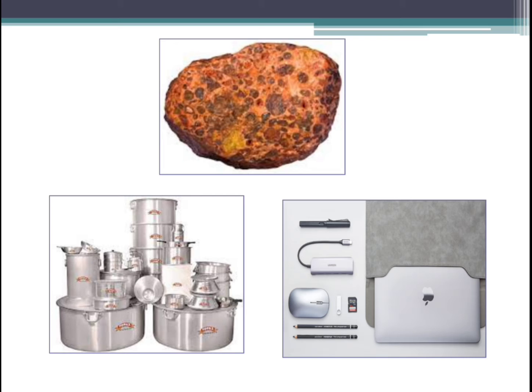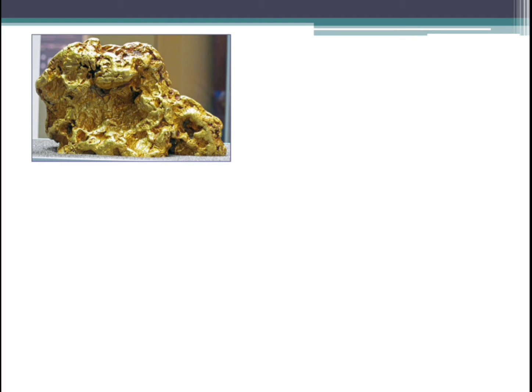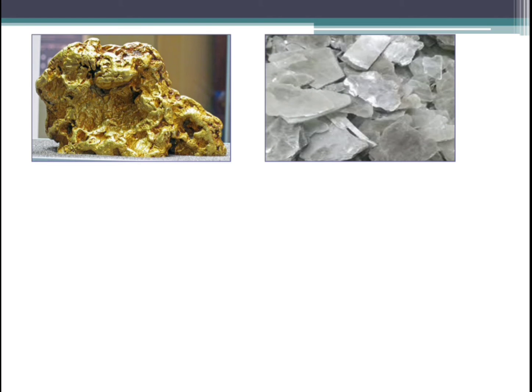Okay, children, next you have gold. This is the gold ore, which occurs in nature. From this you extract the gold to make jewelry. Why? Because of its color and its shininess. It has the property of being shiny. That's why people use gold to make jewelry.